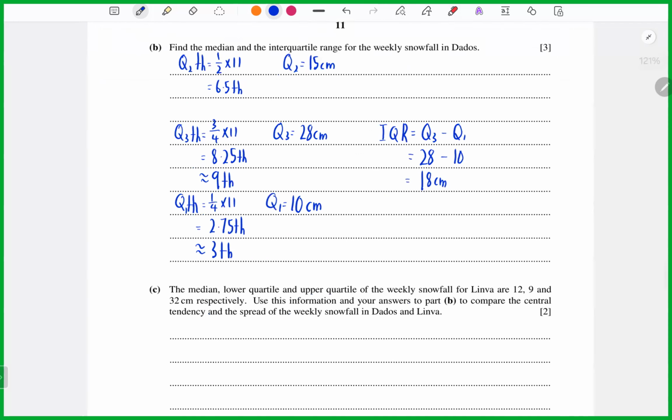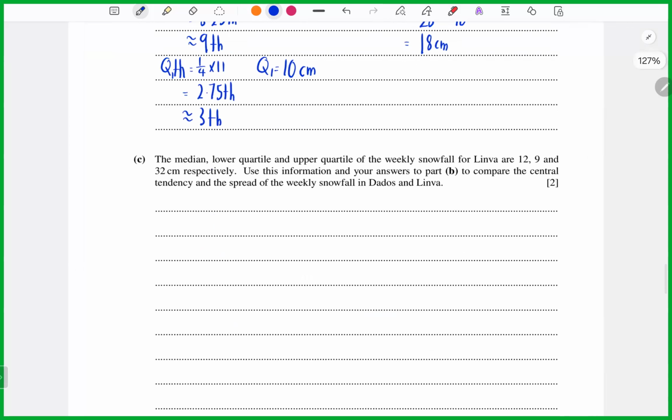Okay, let's see question C. The median, lower quartile and upper quartile of the weekly snowfall for the Levinus are 12, 9, and 32 cm respectively. Use this information and your answers to part B to compare the central tendency and the spread of the weekly snowfall in the Thanos and Levinus. So I write the answers here.